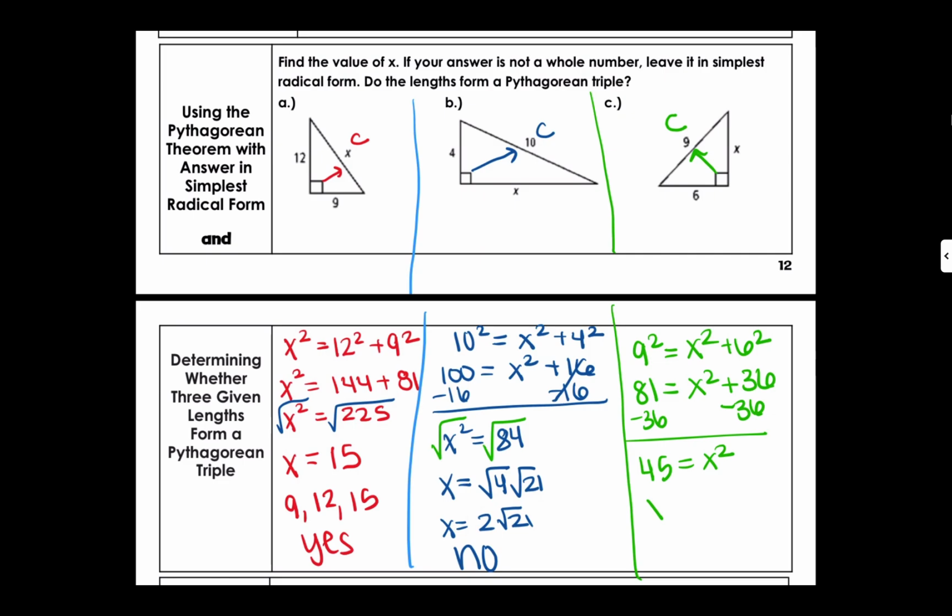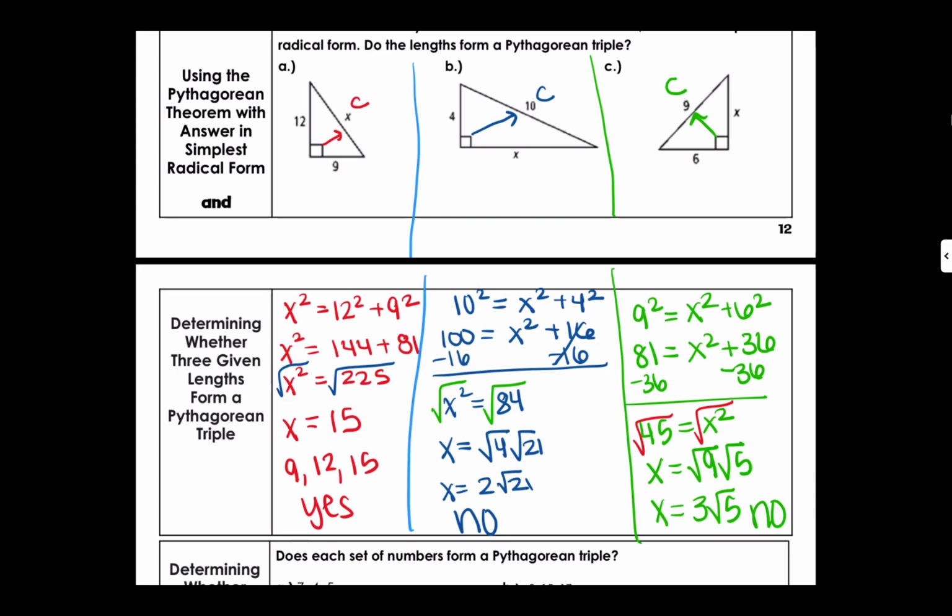So we're going to take the square root. We get x equal to, okay, 45 is not a perfect square, but we know it can be rewritten as the square root of 9 times the square root of 5. Square root of 9 is 3, so we have 3 square roots of 5. So is this a Pythagorean triple? Does 9, 6, and 3 square roots of 5 create a Pythagorean triple? No, it does not, because it's not whole numbers.